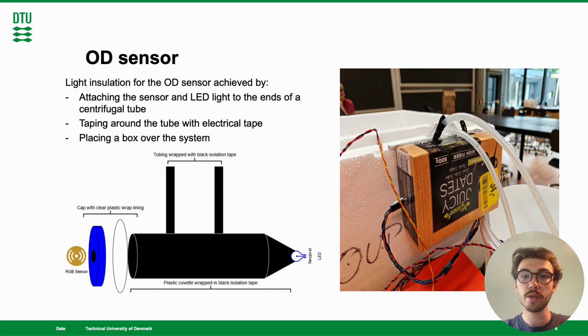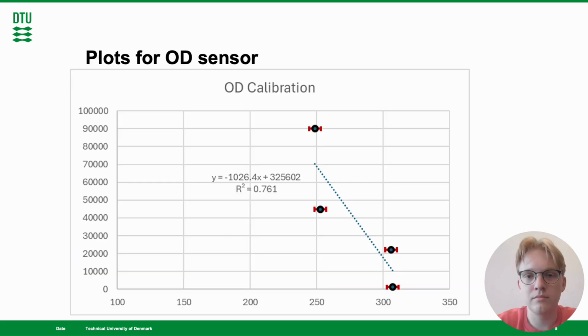For our OD sensor, we use the centrifugal tube as the main housing, with the LED launched in the tip and the RGB sensor in the lid, giving us a long through shot in the algae water. To make sure it was light isolated, we wrapped the whole system in electrical tape and further secured it with a cardboard box over the whole tube, thus ensuring no light will interfere with our readings.